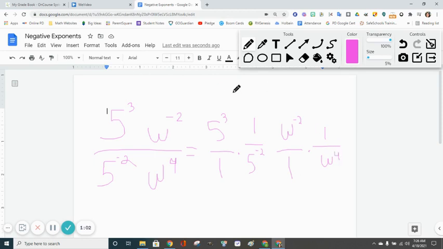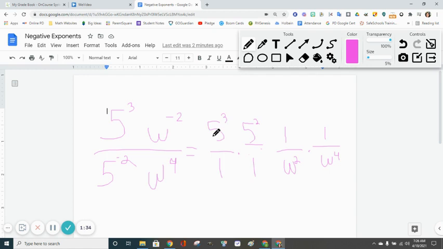And the negative exponent definition says take the reciprocal of the negative terms. So we're just going to erase and rewrite. And when we rewrite, our exponents become positive. And now we're going to simplify this expression.